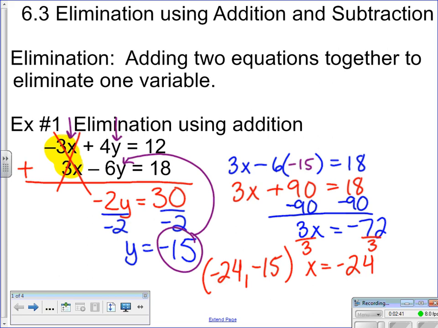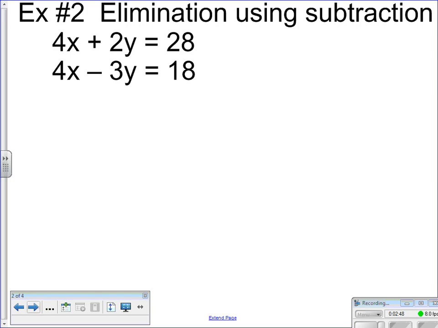All right, so make sure you get this one down before we go on to the next slide. All right, example number 2. If you notice, which variable should I cross out? Right, I want to cross out the x's. Both of them have 4 in front. The only problem is when I add them together, I get 8. So just adding a 4 with a 4 is not going to work.